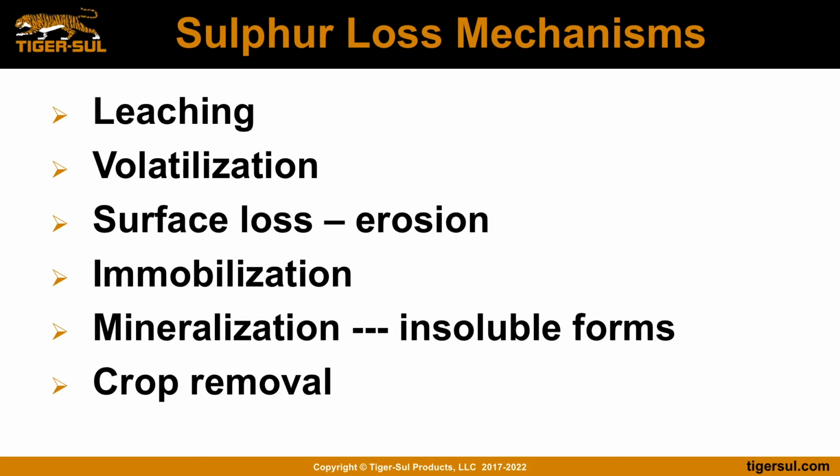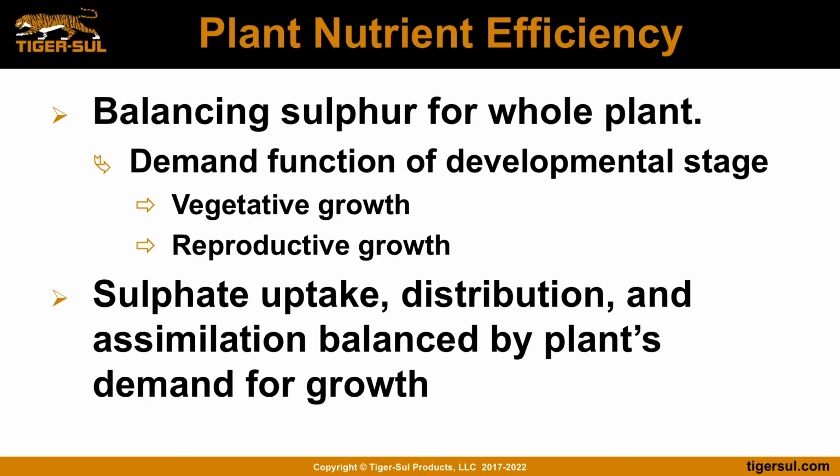Those include leaching, volatilization, surface loss and erosion, immobilization, mineralization, which results in some insoluble forms, as well as crop removal. And plant nutrient efficiency. Here again, trying to balance the sulfur for that whole plant. The demand function is based upon developmental growth stage, whether it's in the vegetative growth or in the reproductive growth stage. There again, sulfate uptake, the distribution, and assimilation are balanced by the plant's demand for growth.